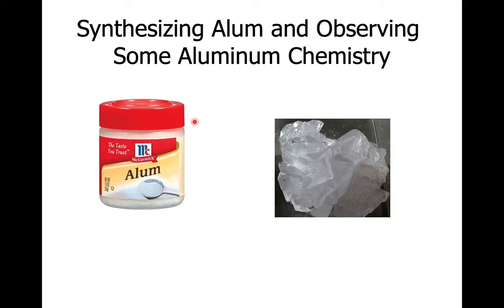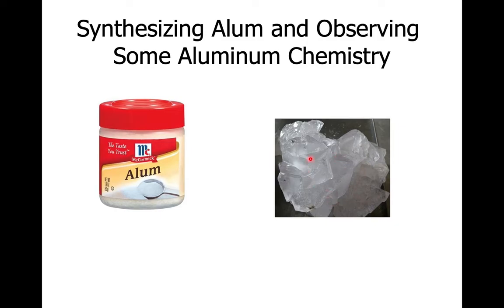Everyone, and welcome to our first real synthesis lab of the semester, synthesizing alum and observing some aluminum chemistry. Alum you can buy. It's used in cooking. Particularly it's used in pickling to make pickles. Also, an interesting thing about alum is it can be recrystallized to make gigantic crystals.